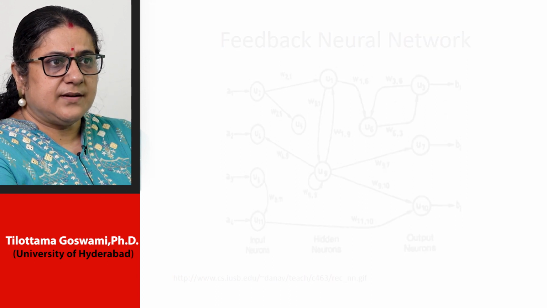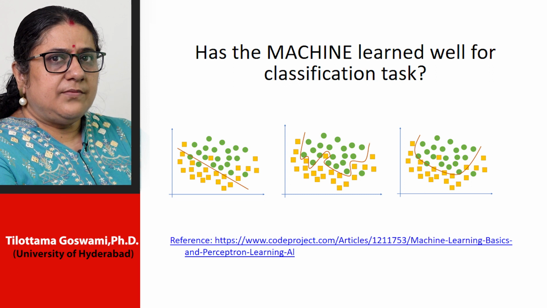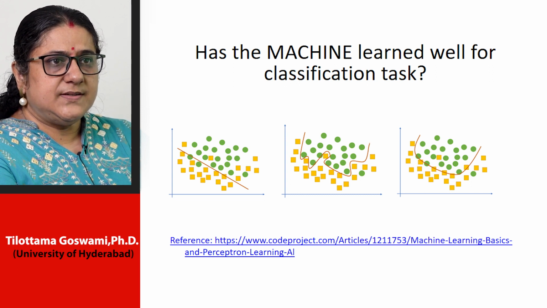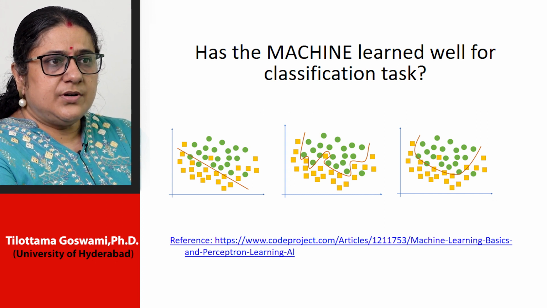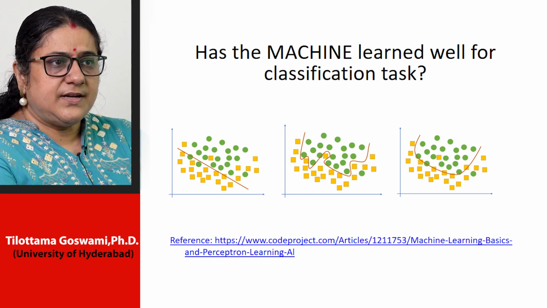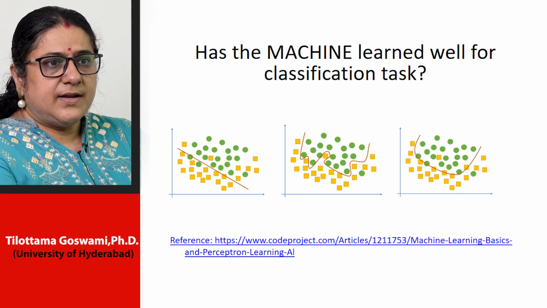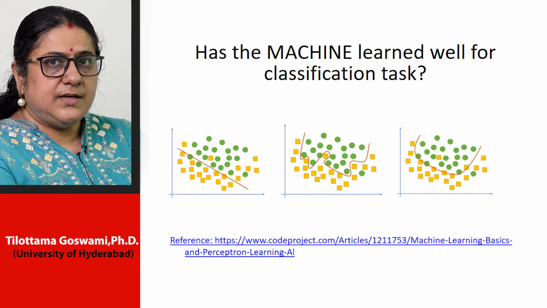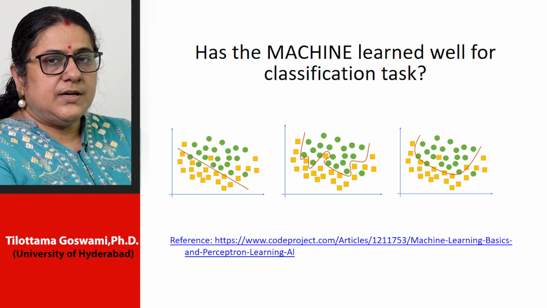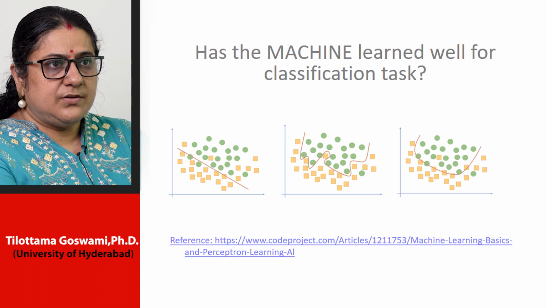Whenever we are learning, we have to be sure that the learning is well taken for the classification task. It should not be underfit, it should not be overfit, it should have a perfect fit. So this is underfit on the leftmost side, overfit, and this is the normal classification. One should aim for a normal classification. The function generated by the learning should not be an example of underfit or overfit.